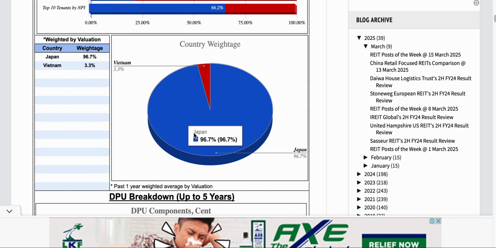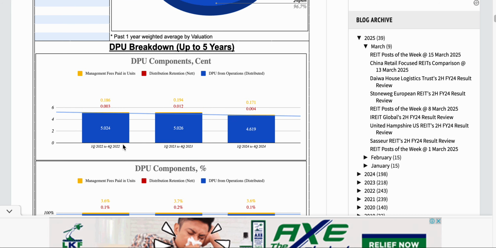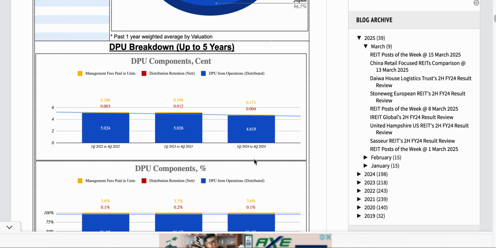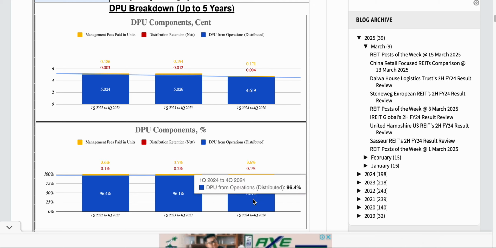Right, generally it's a Japan focused REIT, a bit in Vietnam. Right, DPU component, that means how much comes from operations. Basically, the percentage from operations, I think, is what this blue trend line is trying to show. So the percentage of DPU from operations is going down, right? Generally not a good thing, but I think the percentage is still okay. It's like 96.4%, so very high from operations lah. Not really a big concern.